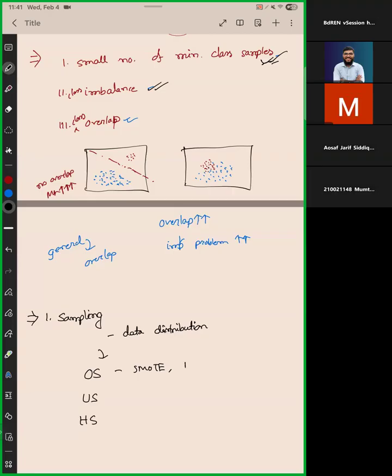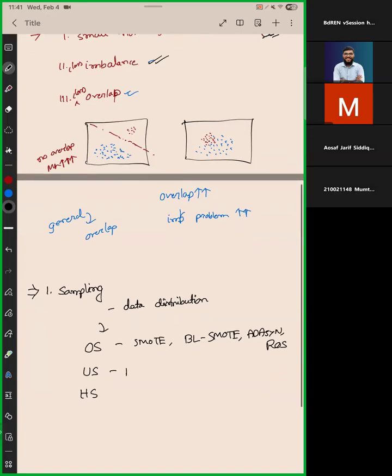Based on this one, there are some modifications like Borderline SMOTE, ADASYN, and the basic one, random oversampling. So look at these four types of oversampling techniques. In undersampling, you have random undersampling, which we have talked about. Then we have seen Tomek link. Then we have seen neighborhood cleaning and ENN.